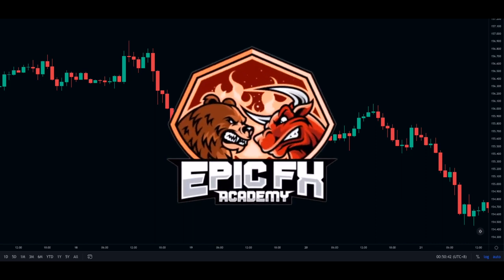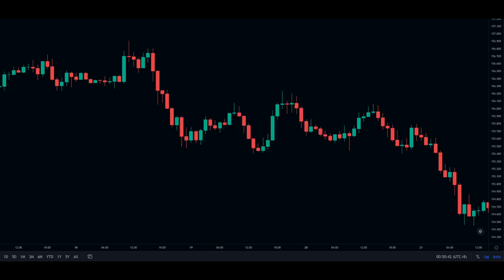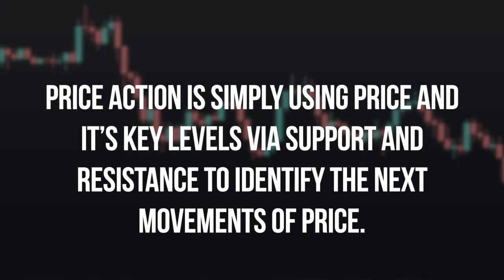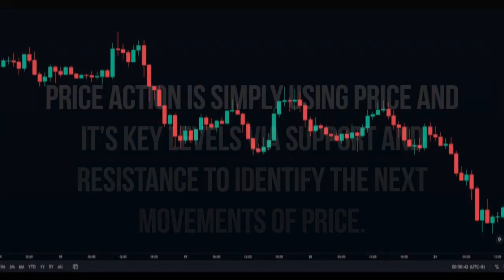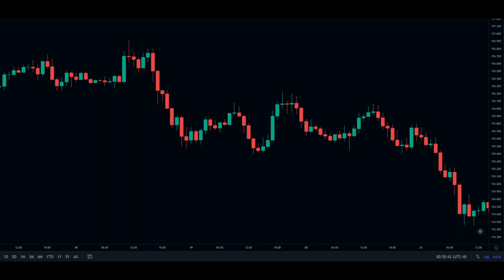For the duration of the life of a candle, it's the epic of the struggle between buyers and sellers, bulls and bears. Reading candles allows you to read the market's mind. When you can read candles, it makes your trading much simpler, and when coupled with range, it practically provides you the icing on the cake. In conclusion, price action is simply using price and its key levels via support and resistance to identify the next movement of price. You may be asking yourself, if price action is solely focused on candles, then what's the opposite of price action? Let's take a look at that now.